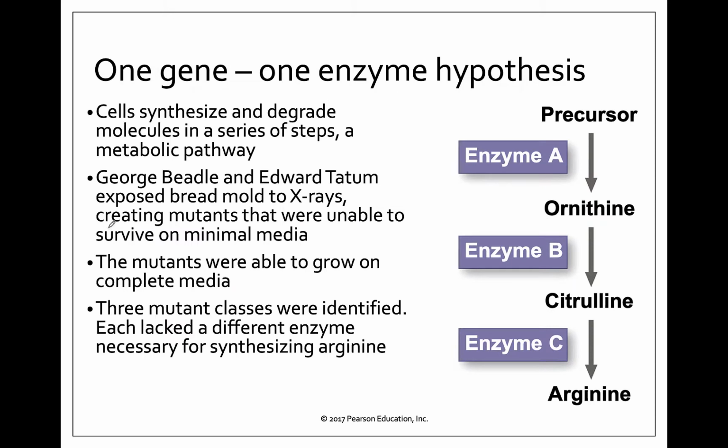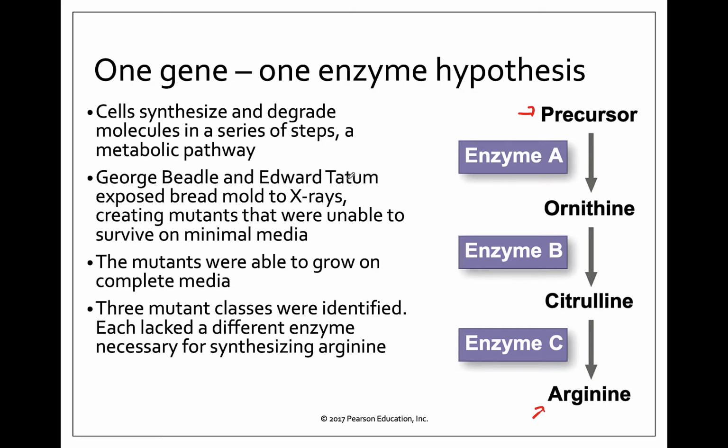So the first understanding of how genes and proteins were related started out as what was called the one gene, one enzyme hypothesis. So we know that molecules are produced in metabolic pathways, where we have one molecule and then there's an enzyme that turns it into another molecule, another enzyme that turns it into another molecule, and so on. So here's my metabolic pathway. This one has a precursor, and then three reactions that eventually result in the product, which here is arginine.